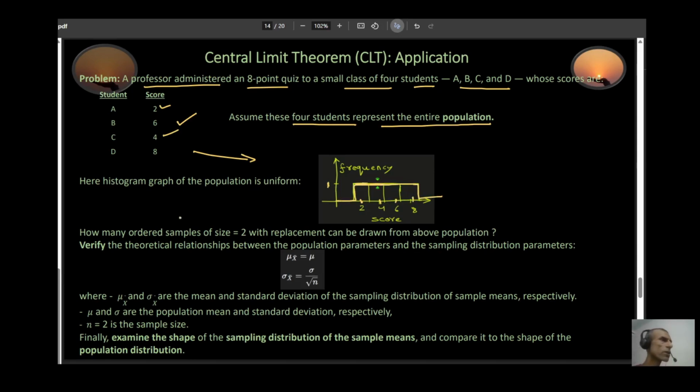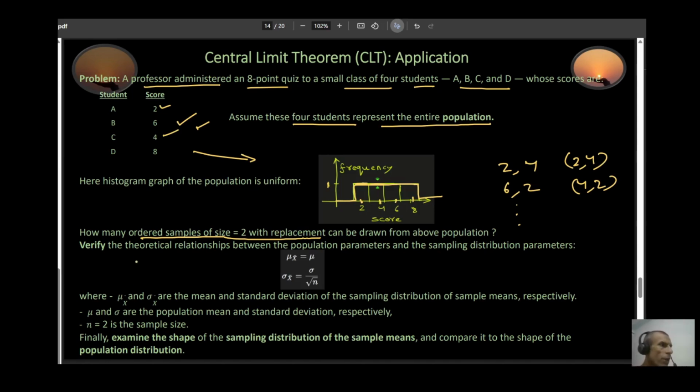The first question is this: how many ordered samples of size 2 with replacement can you draw from this population? In other words, how many pairs like 2, 4 and 6, 2 can you draw with replacement? It's an ordered sample, which means 2 comma 4 is different from 4 comma 2, so they are considered two different samples.